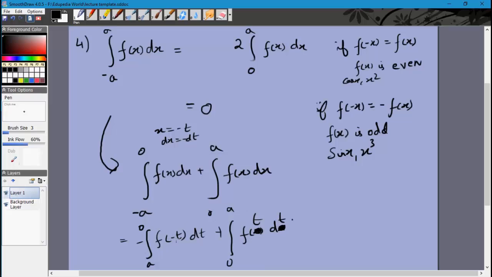Now if f of minus t is equal to f of t, then we have this minus sign, integral f t dt, and the limits are from a to 0. We can put a minus sign and get it from 0 to a, so the minus sign will cancel and we get 2 times the integral from 0 to a. On the other hand, if f of minus t is the negative of f t, then this becomes a positive integral of f t dt, and a to 0 will be the negative of 0 to a, so these two will cancel and give me the answer 0.